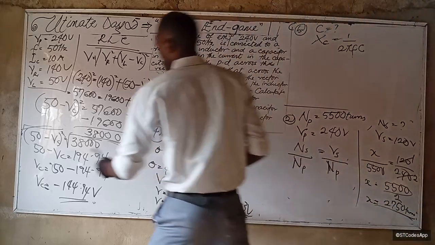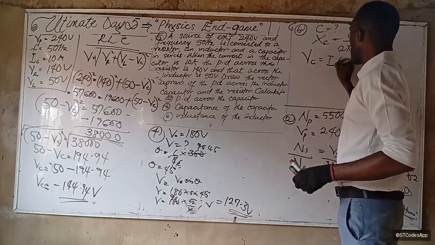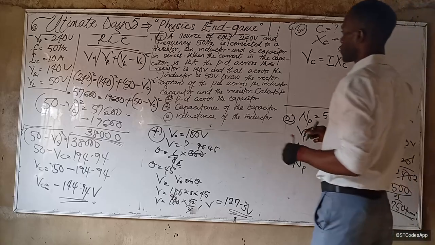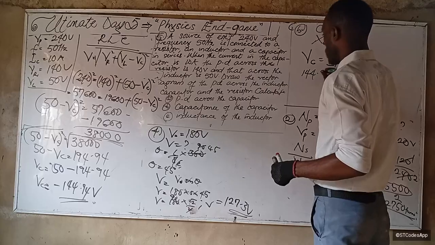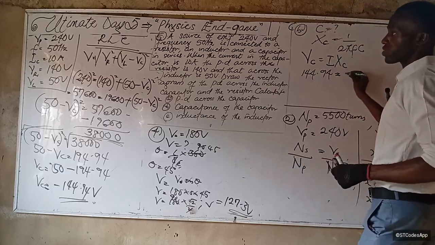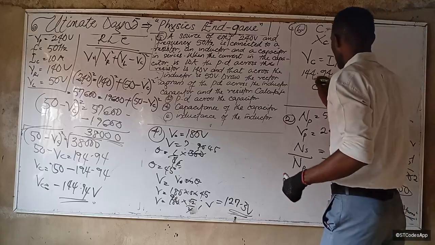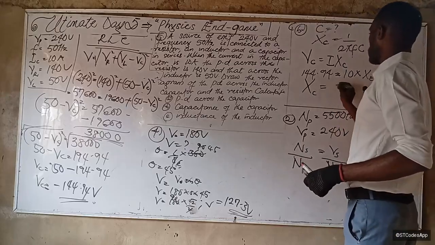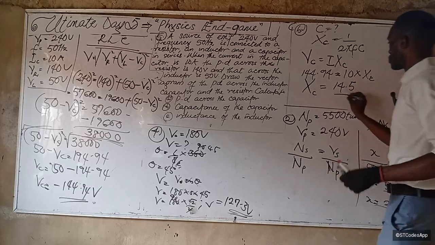Since we have gotten V sub C, the voltage across the capacitor will be equal to current times X sub C. Do you remember this? So V sub C, 144.94, is equal to current, 10 amps, times X sub C. You see we are not using the negative because it's qualitative. X sub C is 14.49. So this is X sub C.